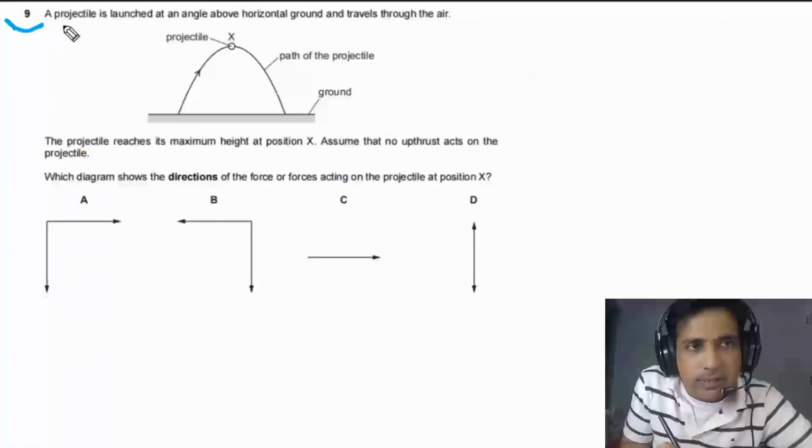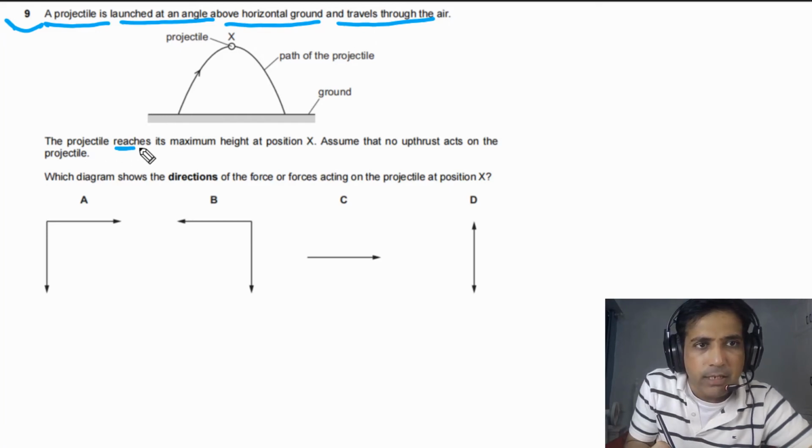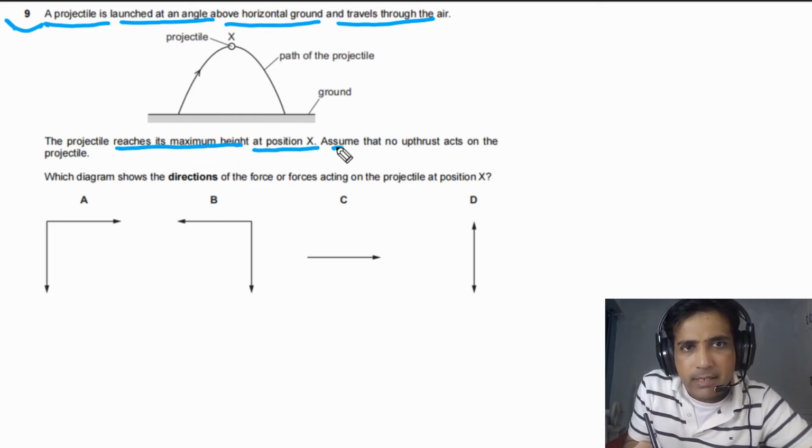For question number 9, it is given to us that a projectile is launched at an angle above horizontal ground and travels through air. The projectile reaches its maximum height at position X. Assume that no upthrust acts on the projectile.